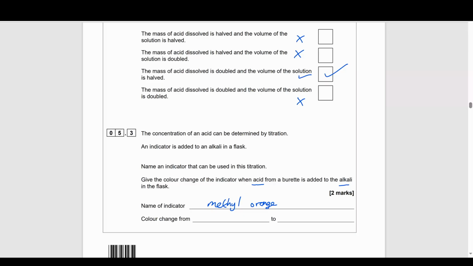So what's the color change going to be from? Well, methyl orange actually starts as a yellow solution. But when the acid is added, the endpoint for neutralization will be for it to turn red. Another example of an indicator that you could use is phenolphthalein solution. When there is no acid, the solution is appearing pink. When the acid is added and is fully neutralized, it will then turn colorless.